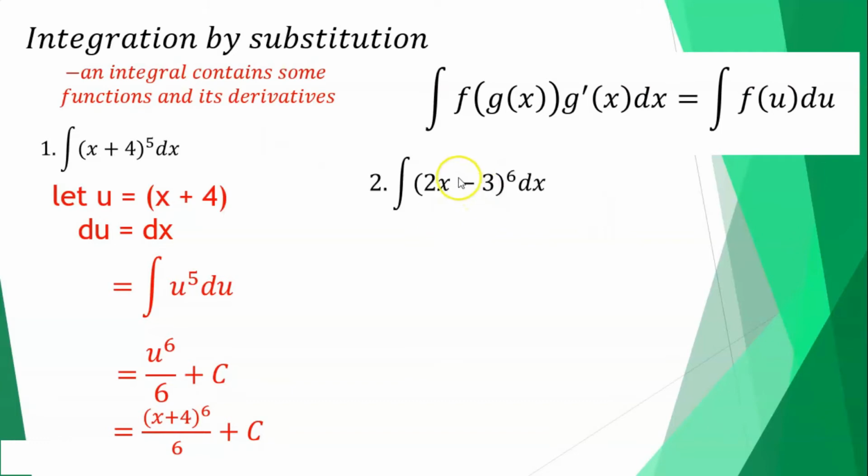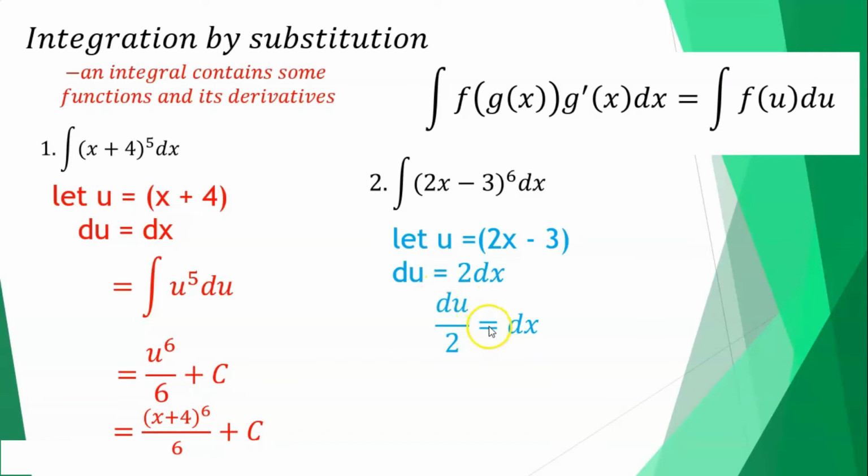Another example. The integral of 2x minus 3 to the power of 6 dx. So again, by substitution, let u be equal to 2x minus 3. So the derivative of u is du. The derivative of 2x, that would be 2 dx. The derivative of negative 3 is 0. So since we only have dx here, divide both sides by 2. So dx then would become du over 2.